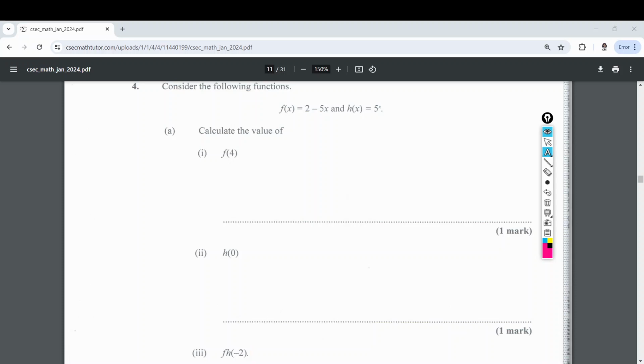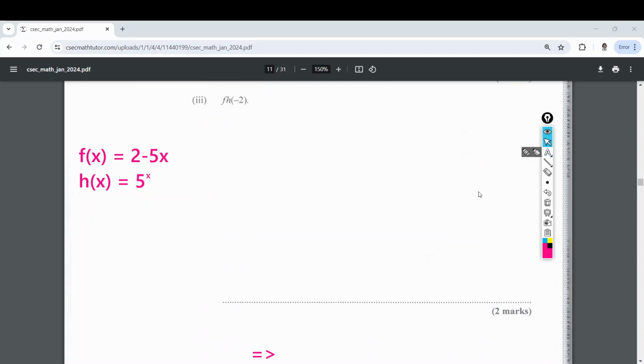There are 2 ways we can do this, but I'm gonna use the easier way, guys. So what we're gonna do here is work this out. I kinda need more space though. Let me just put the equations here. f of x is equal to 2 minus 5x, and h of x is equal to 5 to the power x. Okay, so I'm gonna put that right there, guys, and then I can scroll down and have enough space to do the question, right? So there are 2 ways to do this question, guys.